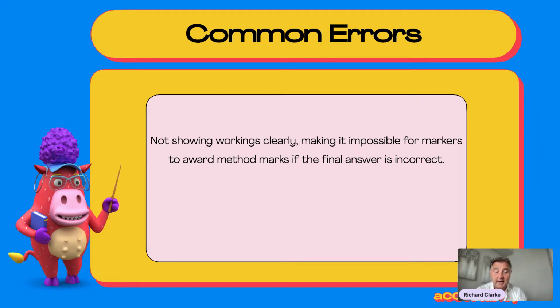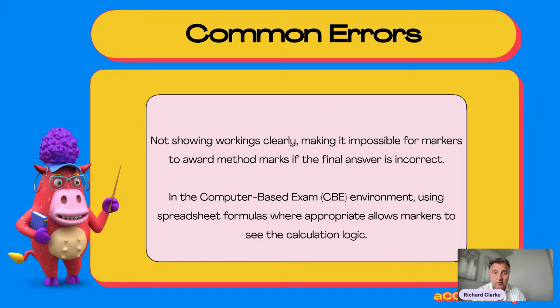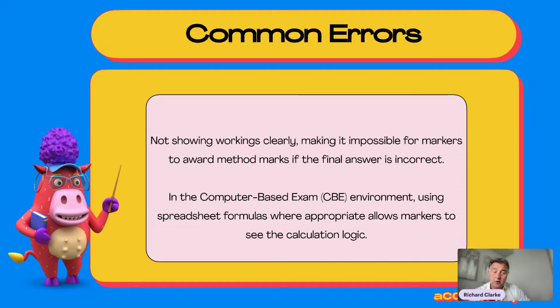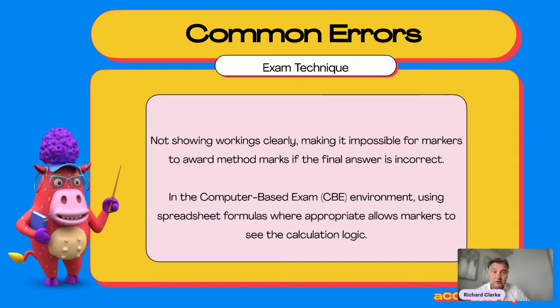Moving on. Not showing workings clearly. It's great if you get the answer right, then you get full marks. But if you don't show your workings and you get the answer wrong, then you can't get small marks for getting part of the calculation right. So always show your workings clearly. And in the CBE, use spreadsheet formulas. Really helps, and the marker goes in and he marks that spreadsheet. So that's really useful.